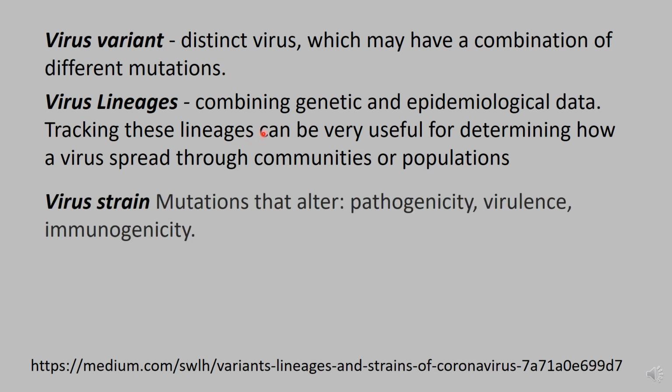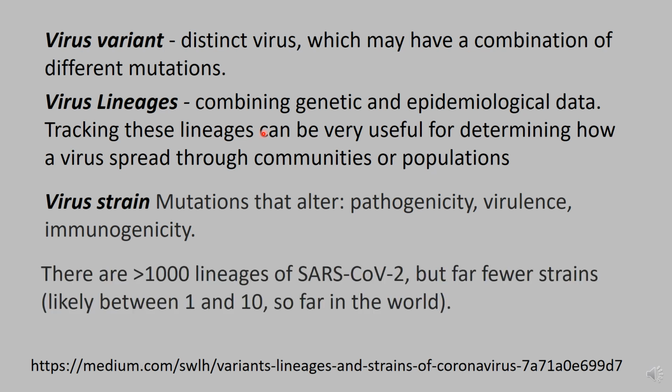And a virus strain contains mutations that alter the function of the virus. So it might alter the pathogenicity, it might alter the virulence, it might alter the immunogenicity. So there are many more lineages of SARS coronavirus 2, but far fewer strains. There might even be only 1 or 2 strains of SARS-CoV-2 to date.